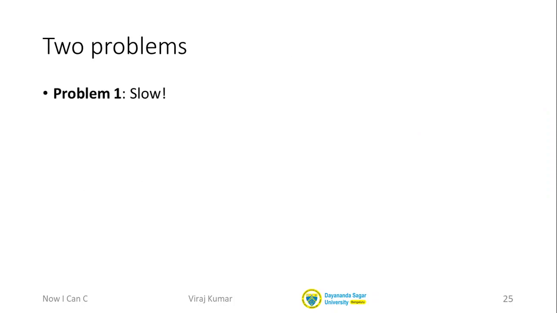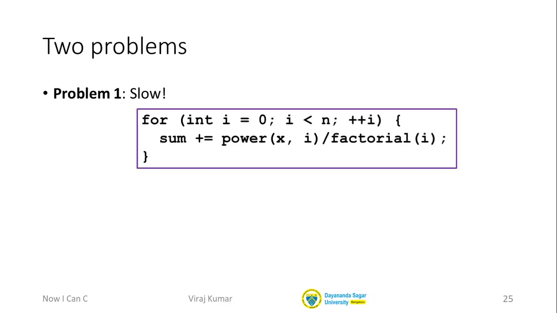Problem number one is it's really slow. If you look at the way in which we have written the code, the main part is this for loop that is repeatedly calculating the next term to add to the sum variable. We want to add the next term into the accumulator. And this seems very wasteful, because for each value of i I am computing x to the power i from scratch, and I'm computing i factorial from scratch. If you think about i factorial, that is 1 times 2 times 3 all the way up to i.